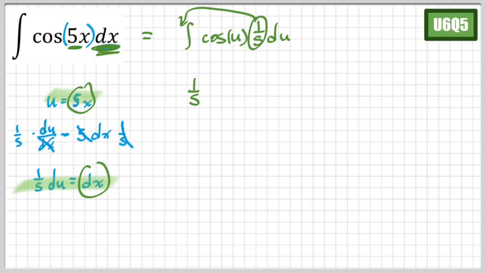Worry about him later. Let's do our antiderivative of cosine u du. What is the antiderivative of cosine? Sine u plus c. Sine u. And then we have our plus c. Why does it say plus c? Because we don't know. And don't forget about that 1/5.